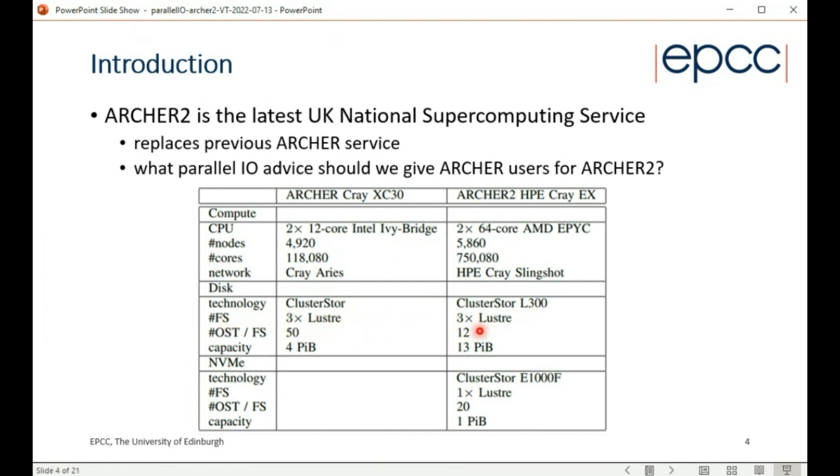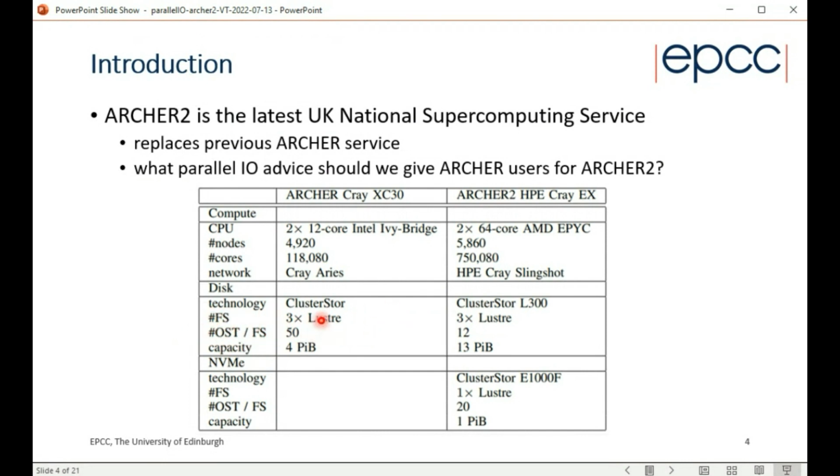We had 3 file systems: work 1, work 2, work 3. You'll be put onto a different one of those depending on which project you're in. I'll come back to why we have 3 file systems later. The number of OSDs is a bit premature, but effectively it's the number of disks.